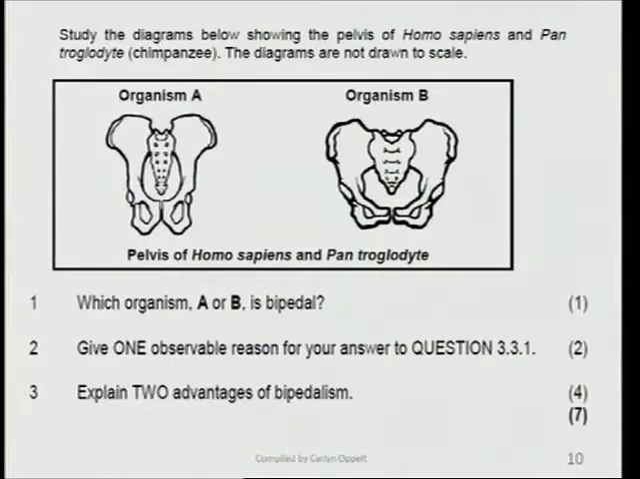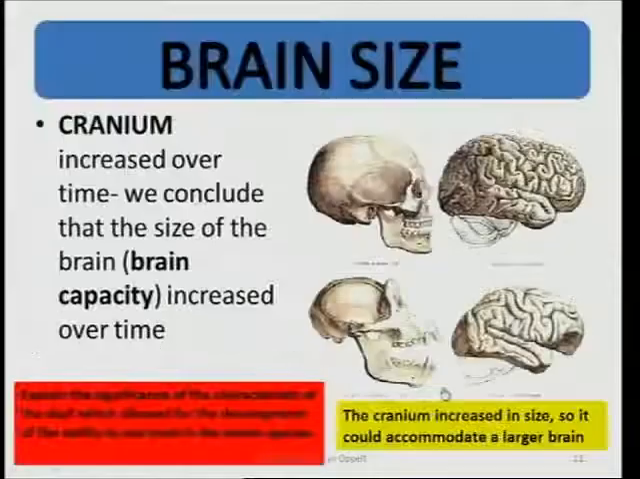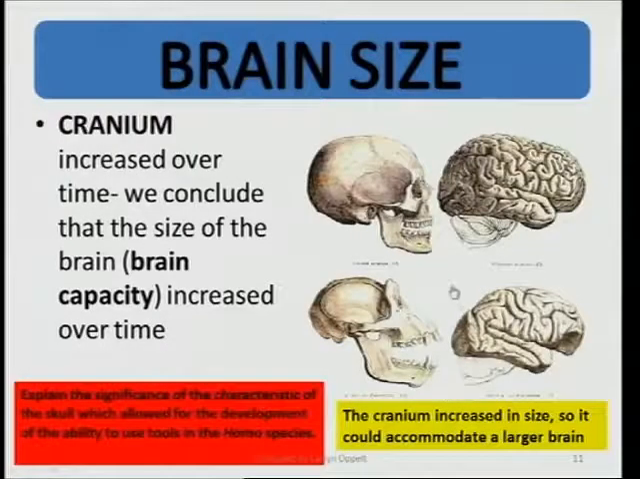There are questions, and you can see they will give you the drawings. That is more or less so that you can identify a narrower and a broader or wider pelvis. So then you just have to answer, and then advantages of bipedalism. We'll get to that now. We'll get to the dentition now, the brain size.